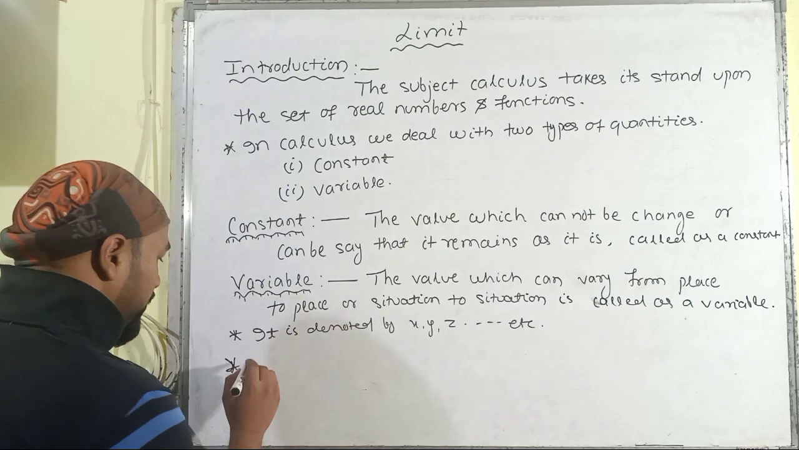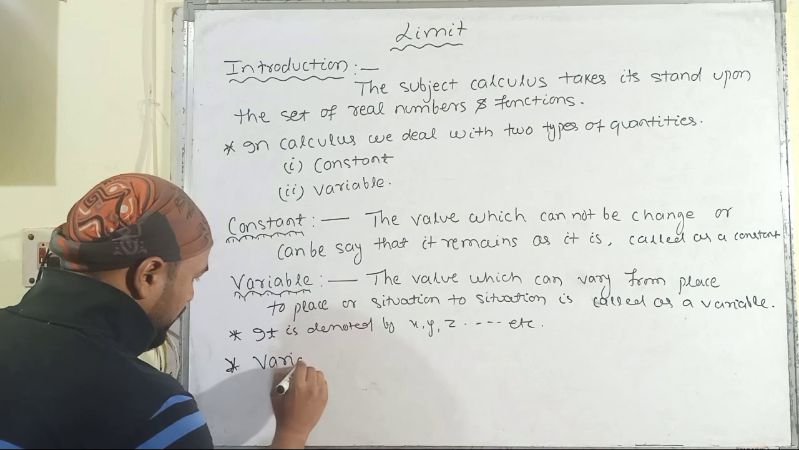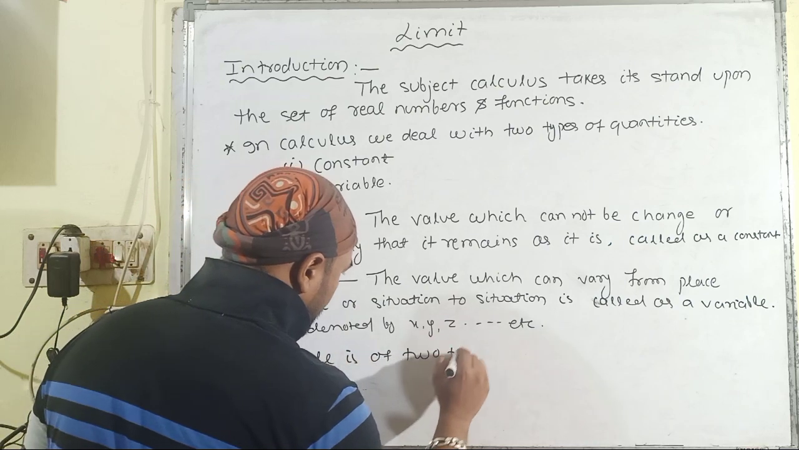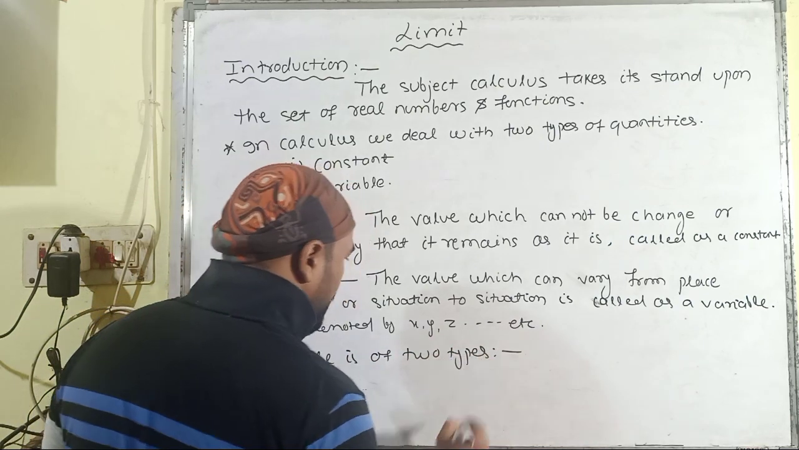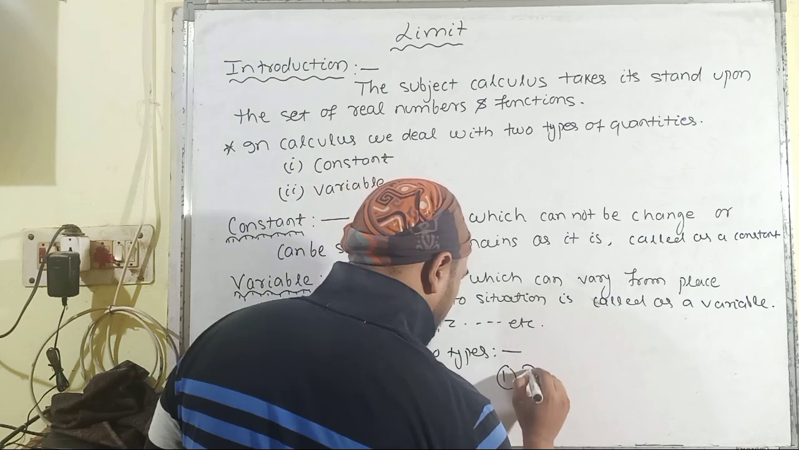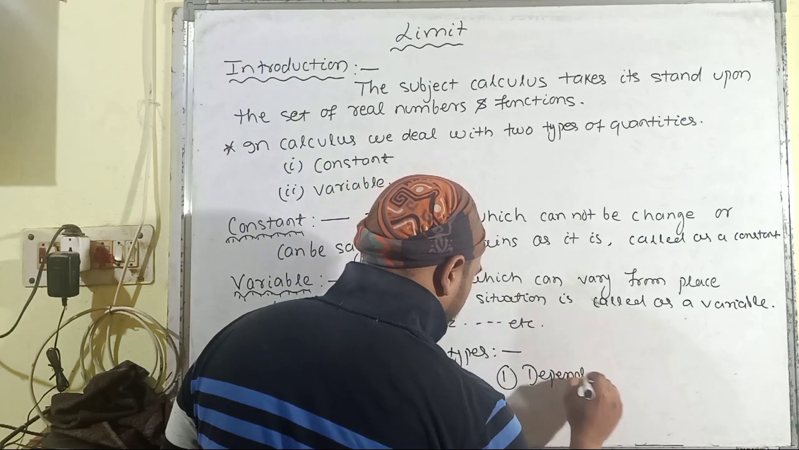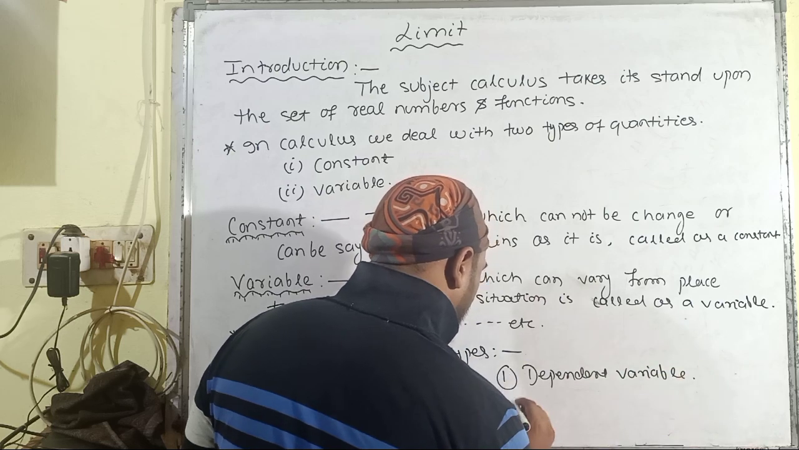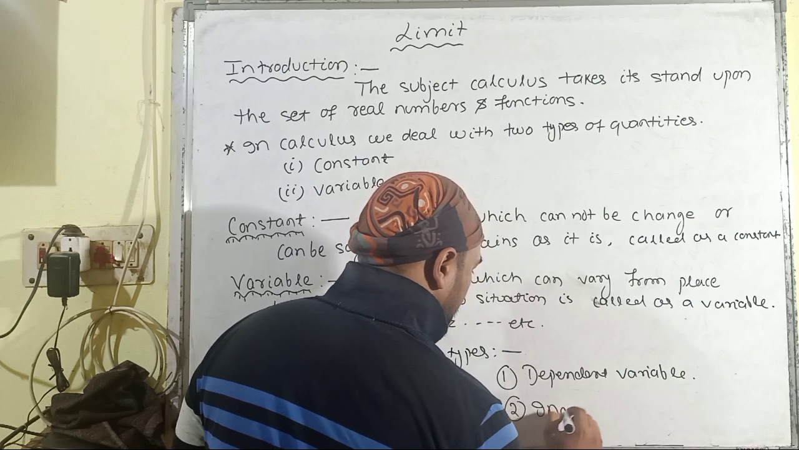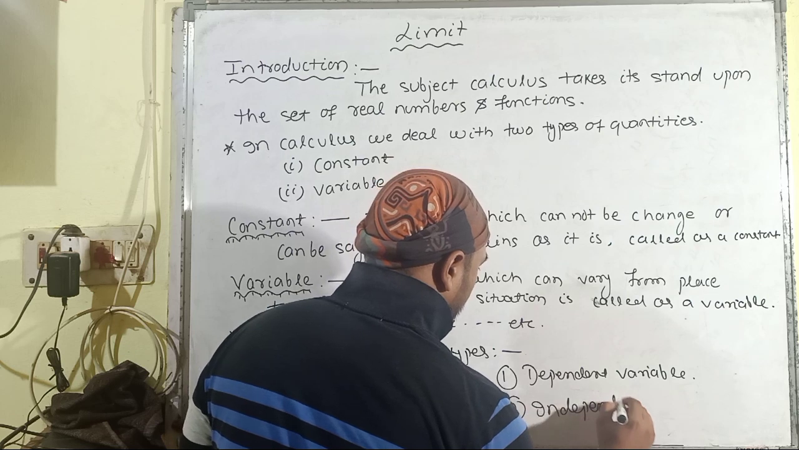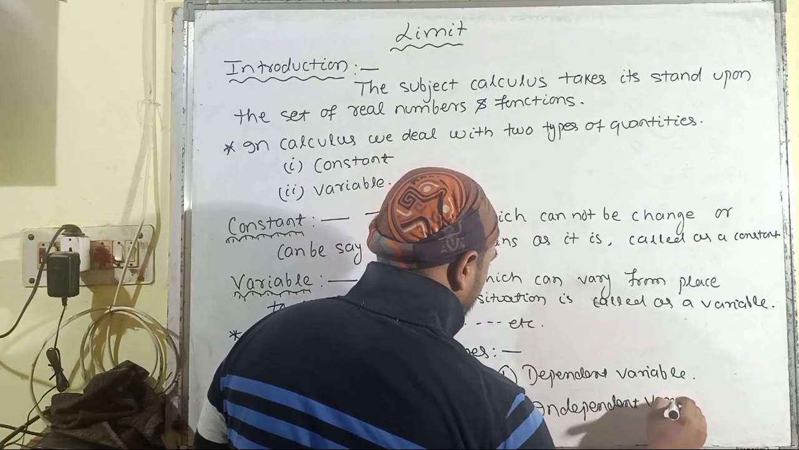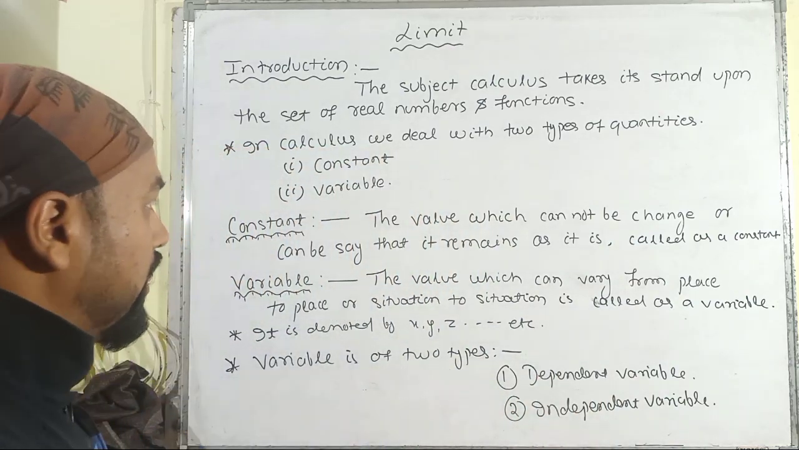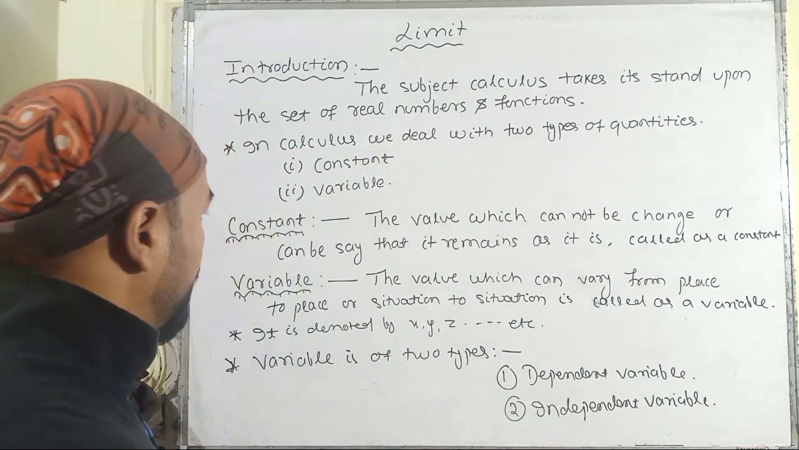Again, variable is of two types. The first one is dependent variable and the second one is independent variable. Then let us come to the values of functions.